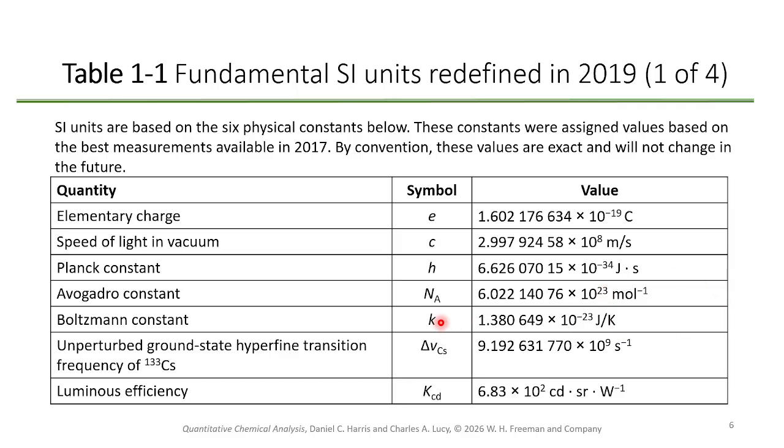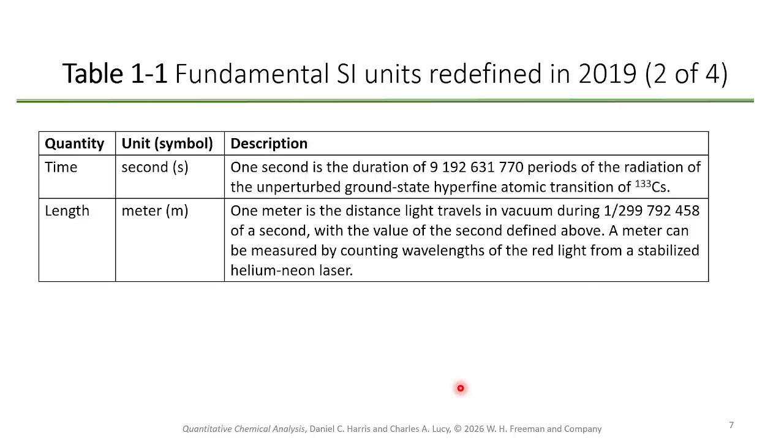Boltzmann constant is right here, denoted with a lowercase k. Unperturbed ground state hyperfine transition frequency of cesium 133. Don't worry too much about that one. You probably won't encounter that much, but it is one of the fundamental constants. Okay. And that's that right there. Luminous efficiency, this is right here. This is like the candela. Luminosity. Yeah. Time, length, and these were how they were actually defined.